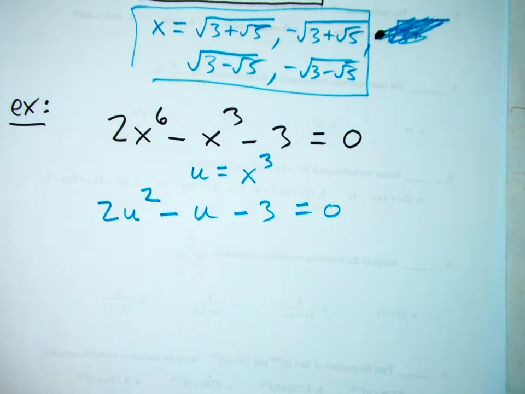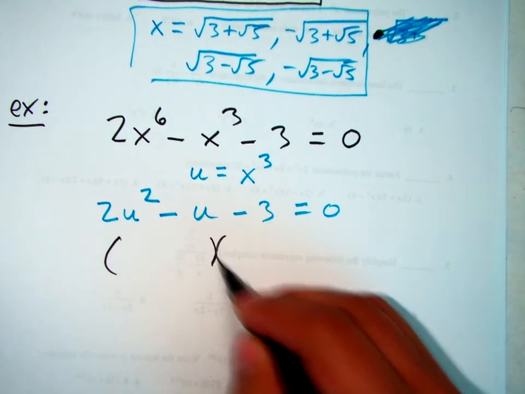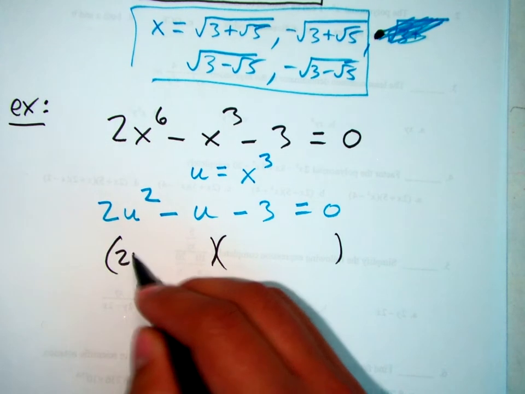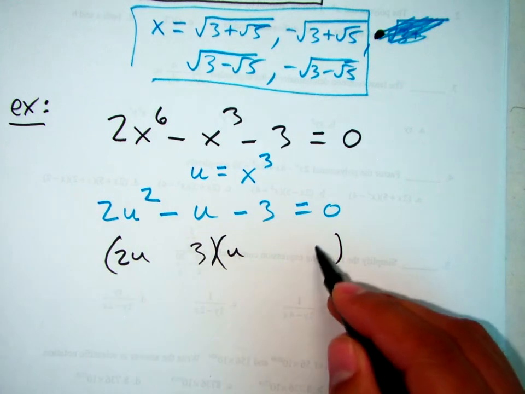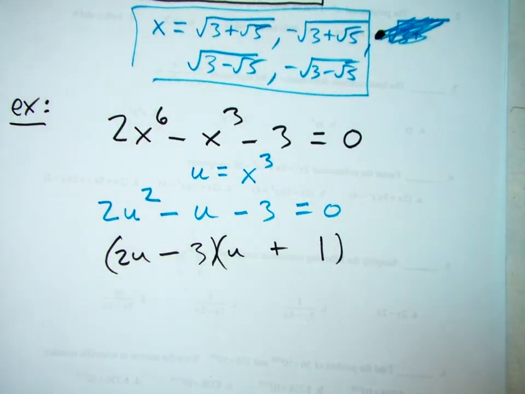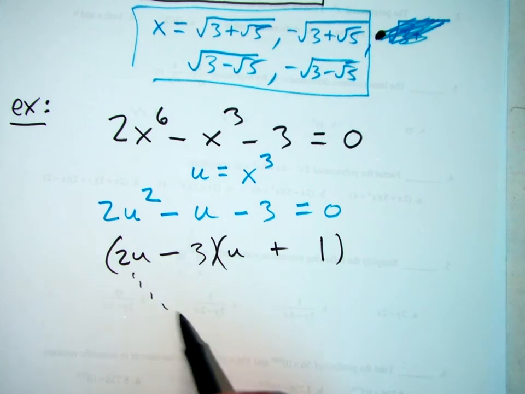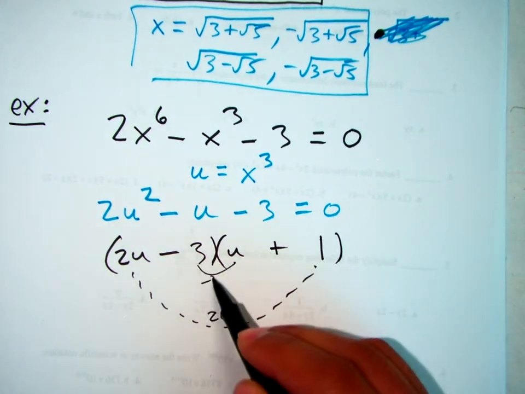What do you guys want to do here? You could do math. I think it factors. I'll just do good old trial and error. 2u times u is the only way to get 2u squared. And let's see, 3 and 1 gets us to negative 3 if I make that negative and that positive. And if I check, does that work out? Yeah, 2u, this is negative 3u. Looks like everything works out.